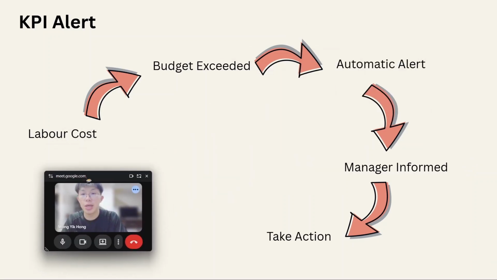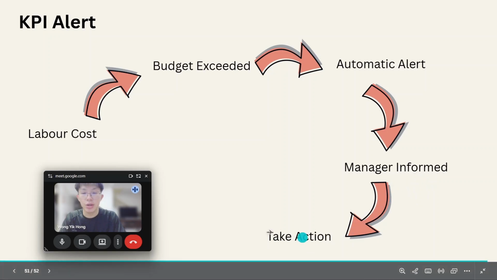Next will be the KPI alert. We propose an automated KPI alert system. Instead of just waiting until the end of the month, the Odoo will continuously monitor the operational costs. If the labor cost or storage cost exceeds the predefined threshold, the system will automatically send an alert to the management. This enables faster corrective actions and better cost control. For example, you can see here that the labor cost and the budget exceed, so it will show the automatic alert, the manager is informed, and the manager will take action immediately.